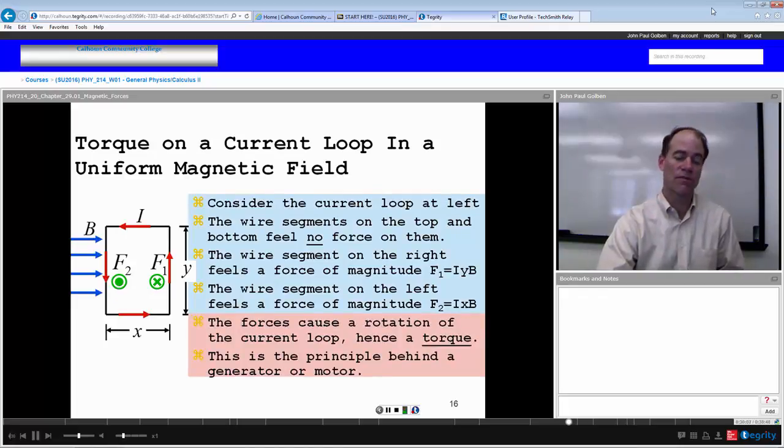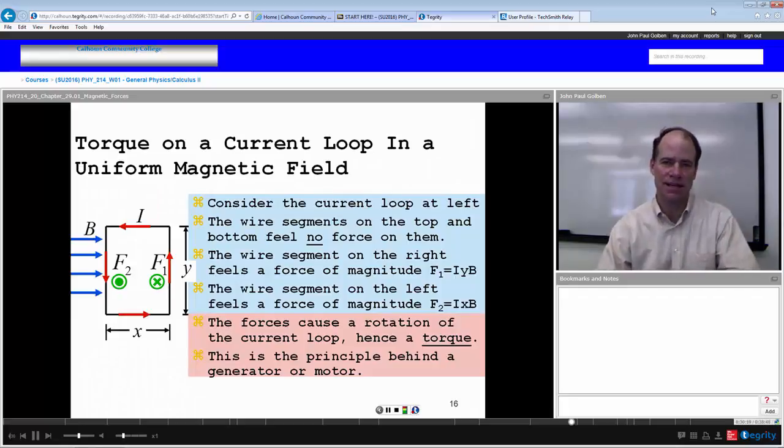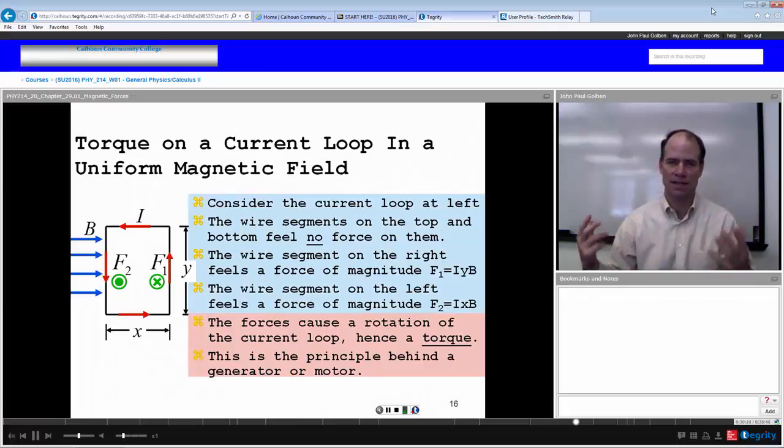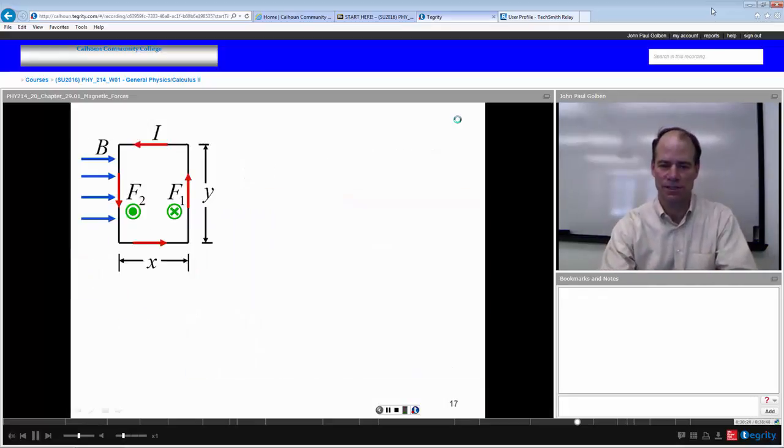Well, then we have a torque on it. Because if it's turning, there's a force with a moment arm, two forces actually with two moment arms, causing a net torque on this coil. And this is the basic principle behind a motor, using induction to create a torque, a mechanical torque, and basically translating electrical energy into mechanical energy.